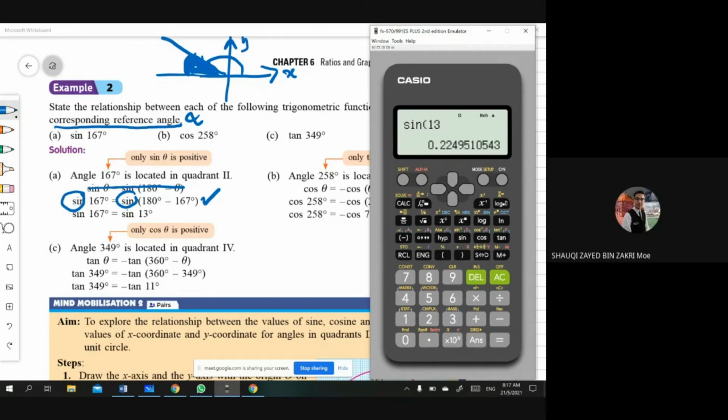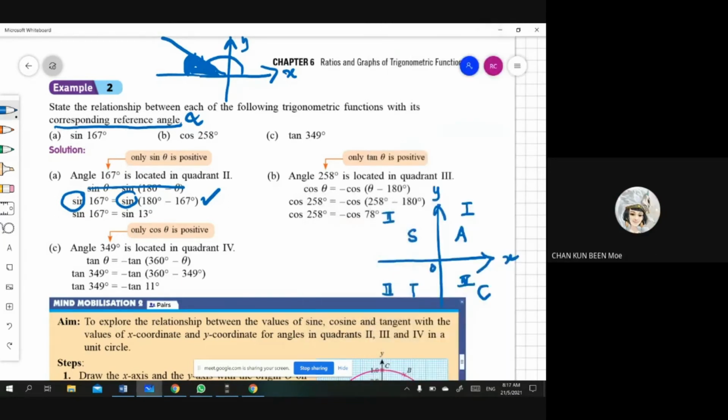Yes, they are the same. That is how you find out the value of the trigonometric ratios. Okay, now we look at B.